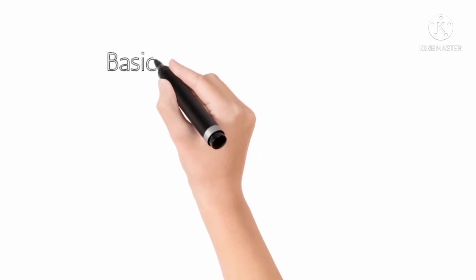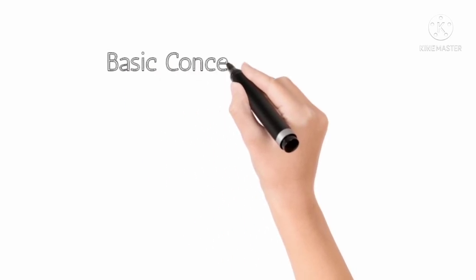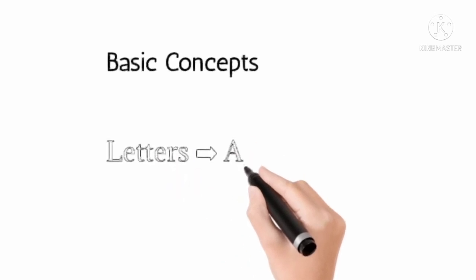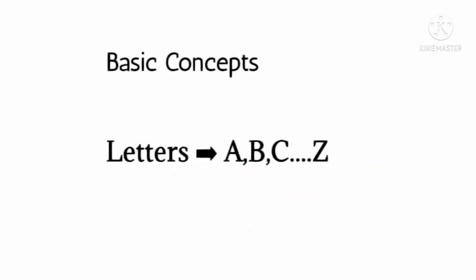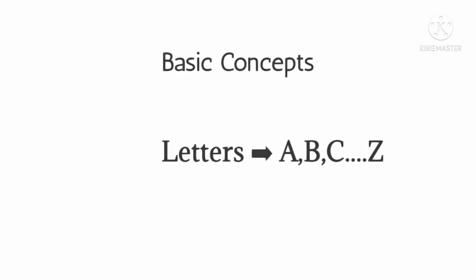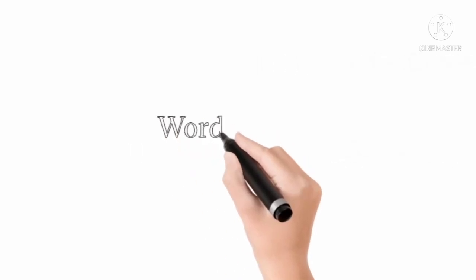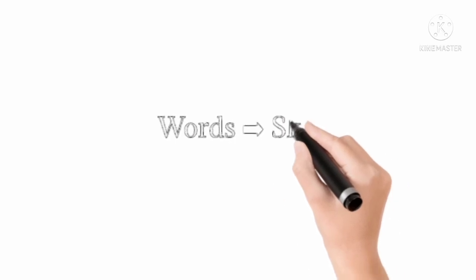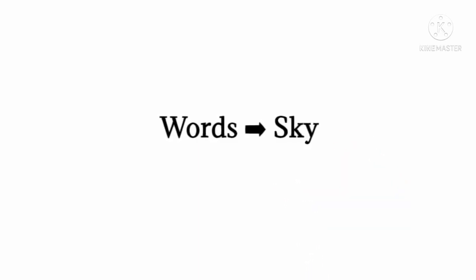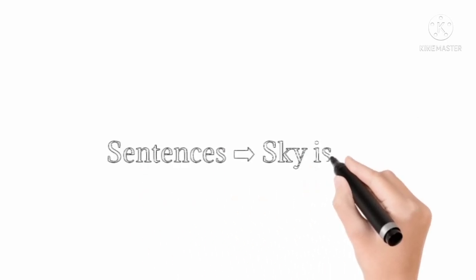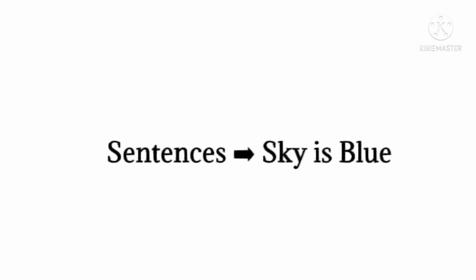So the basic of English is letters or alphabets. Letters or alphabets are A, B, C, D to Z. And then it comes to words. Words mean like sky is a word. Like is also a word. Then it comes to sentences. Like I say, sky is blue. Sky is blue is a sentence.